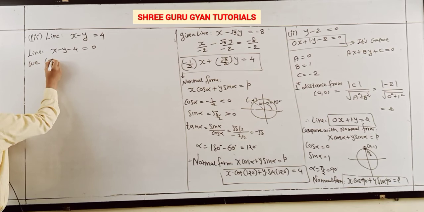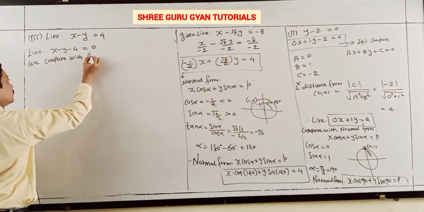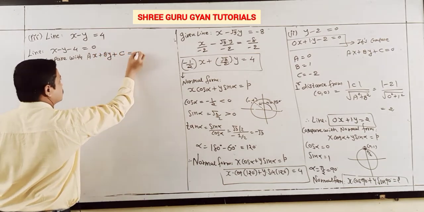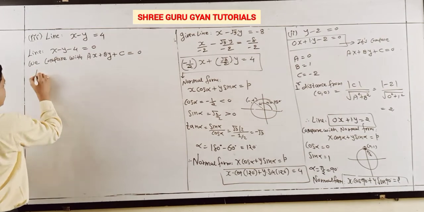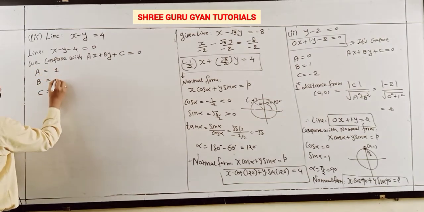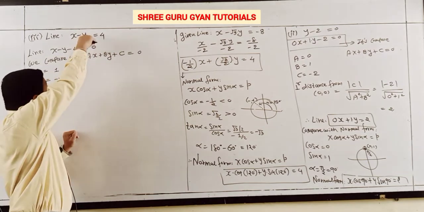We compare with ax plus by plus c is equal to 0. And what are your a, b, c? 1, minus 1, minus 4. And first my target a, b, c is done.